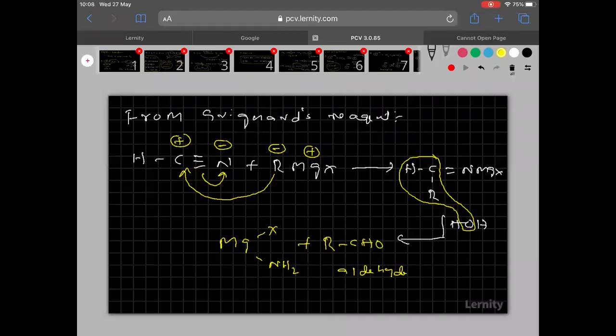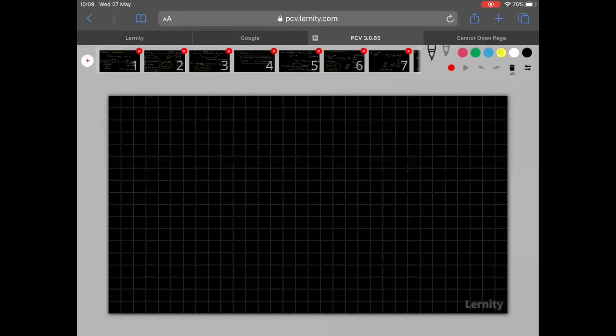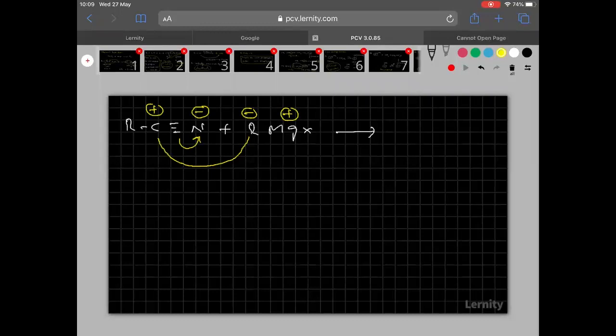I hope it is clear to everyone. Then how to prepare the ketone? How to prepare ketone in the similar way? Now here I am taking the RCN, alkyl cyanide, when treated with the Grignard reagent. Here R will carry negative charge, MgX will carry positive charge. So shift the pi bond towards nitrogen. Nitrogen gets negative, carbon gets positive. So R minus attacks on carbon. Clear? Then see clearly, RCR double bonded NMgX.